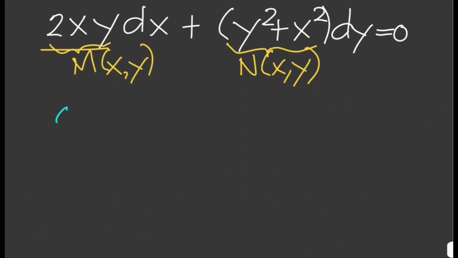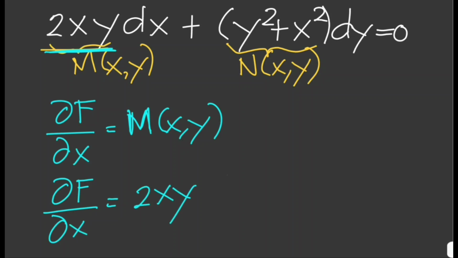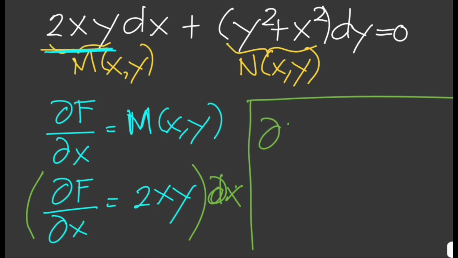Now we use this formula: the partial derivative of f, where f is the solution to the DE, with respect to x equals the function M of x, y. Function M of x, y is equivalent to 2xy, so we just plug that in here. Then we multiply both sides by the partial derivative of x, or dx. Then our equation becomes the partial derivative of f equals 2xy dx.